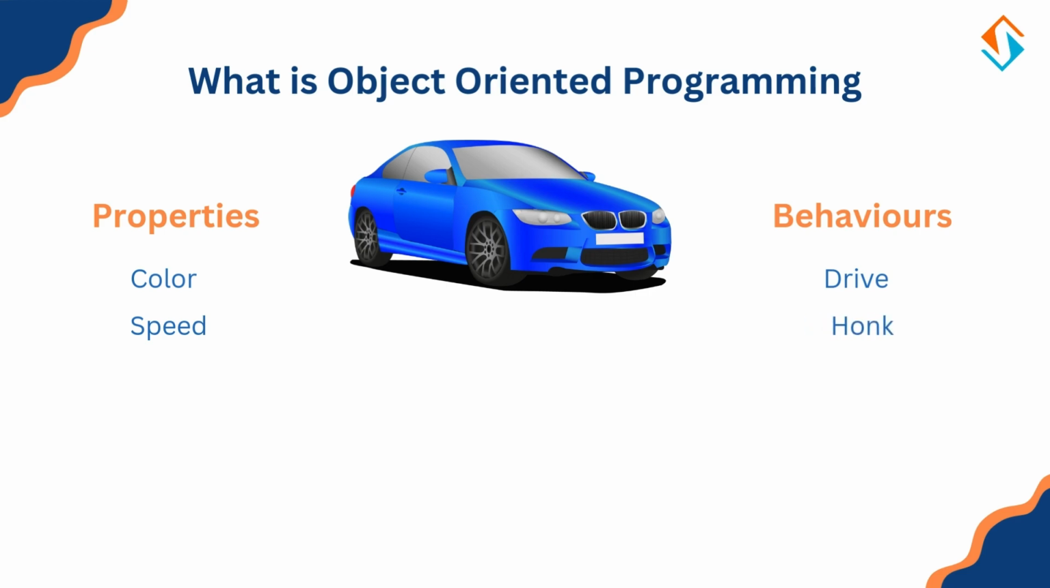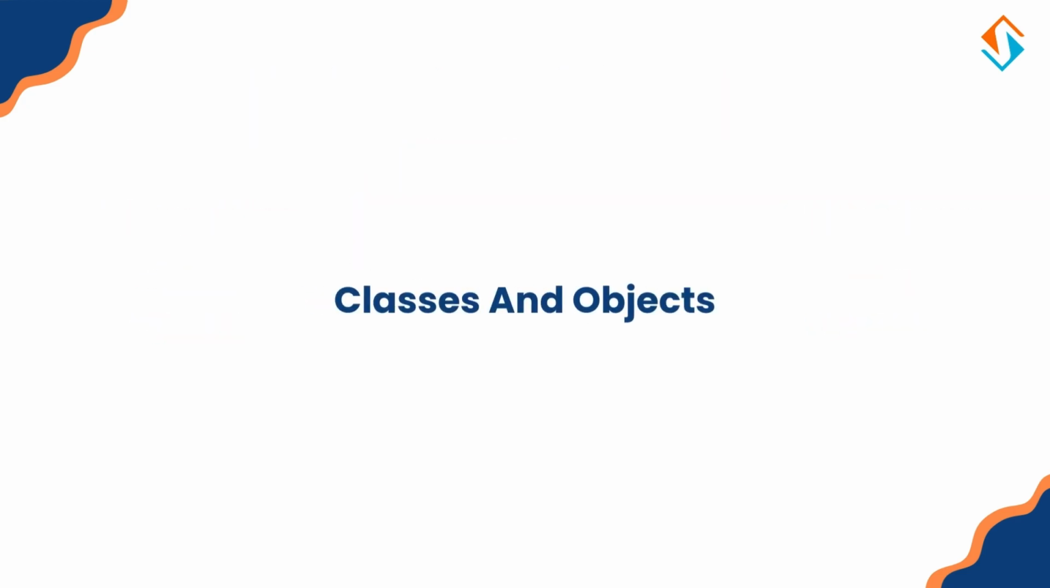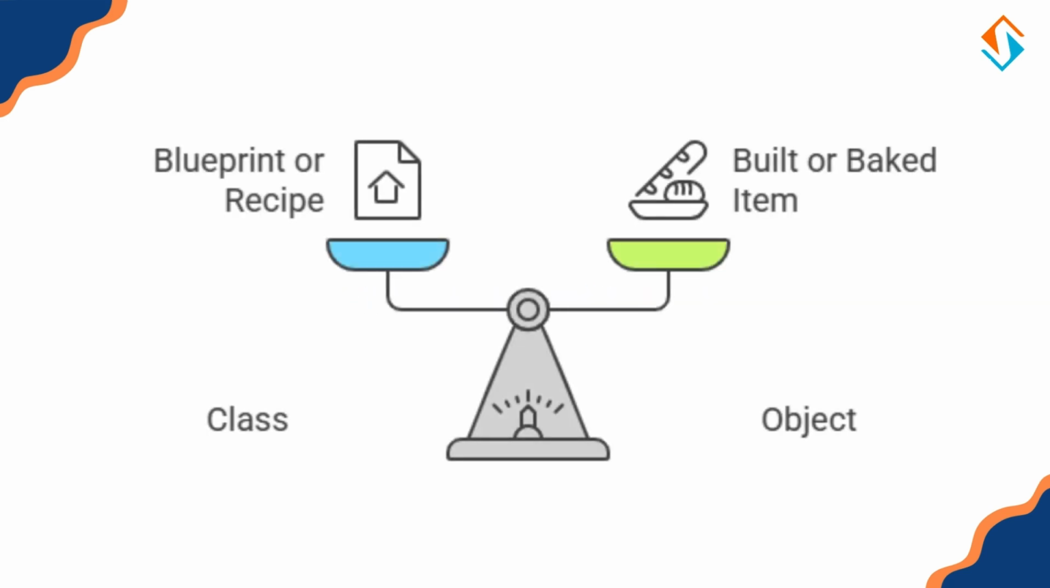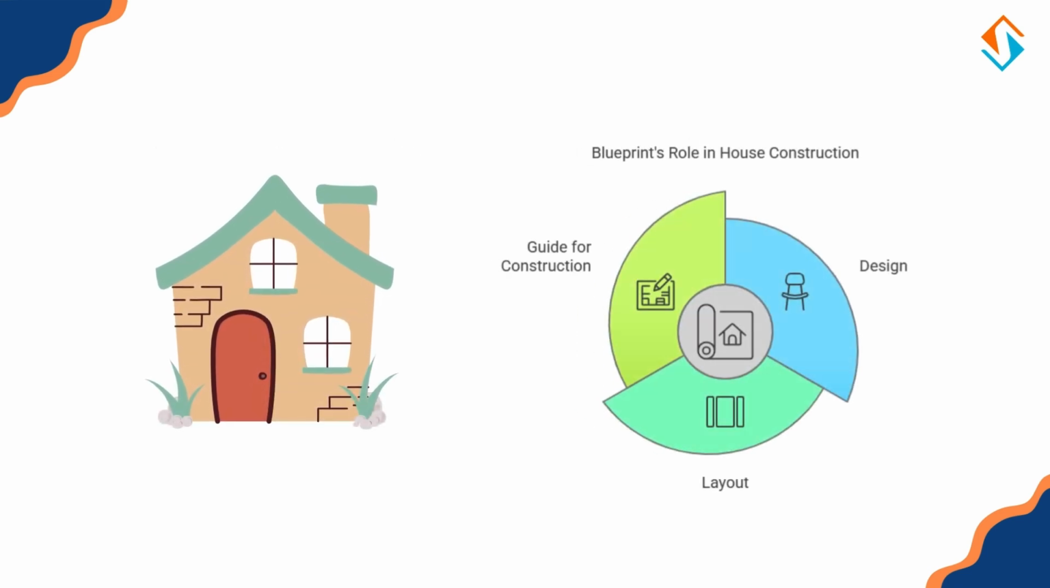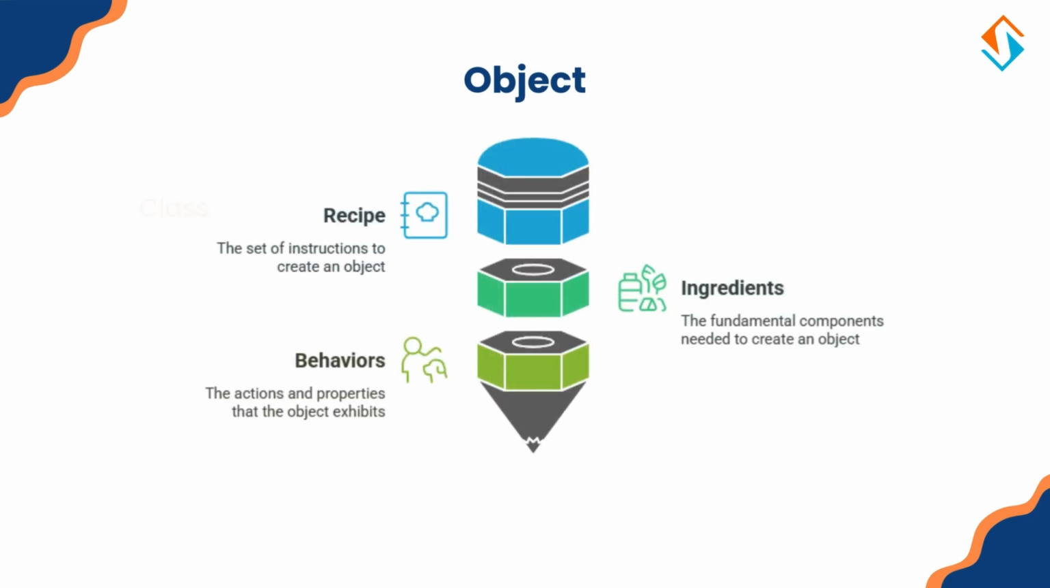In programming, we can create these things using something called classes and objects. A class is like a blueprint for a thing. Think about it. When you build a house, you first create a blueprint, right? That's exactly what a class is. It describes what the thing is, like its properties, and what it can do, like its behaviors. Now, the object is the actual thing you make from that blueprint. If a class is a recipe, the object is the delicious cake you bake from it. Let me show you an example of a class and object in C++.